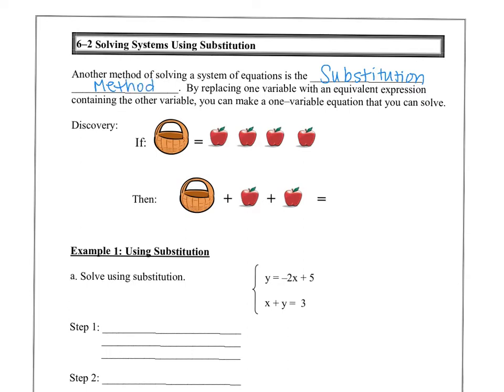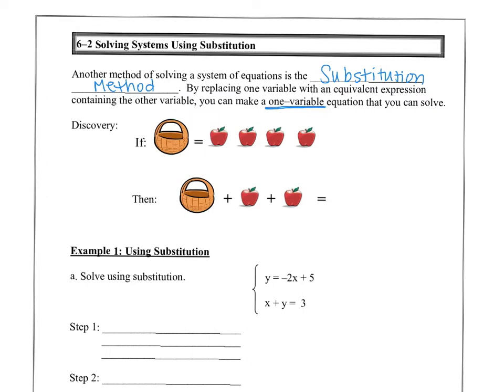By replacing one variable with an equivalent expression containing the other variable, you can make a one variable equation. The whole point of this is you're solving equations with two letters. Solving an equation usually with an x and a y, and you can't solve equations with two letters. So when you graph them, there's no letters anymore. It's just two lines crossing. When you solve by substitution, you're actually substituting in, which creates only one letter.